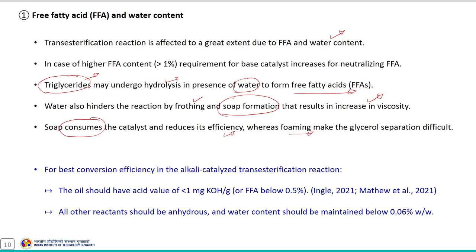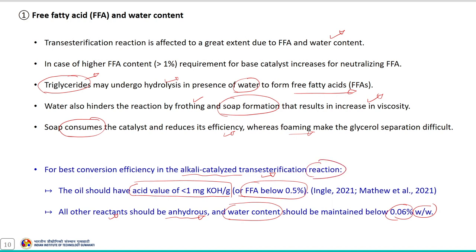Therefore, for the best conversion efficiency in the alkali catalyzed reaction, the oil should have an acid value of less than 1 milligram KOH per gram of oil sample, or we can say the FFA should be below 0.5%, and all other reactants used during the transesterification process should be anhydrous, and the water content should be maintained below 0.06 weight percent. So, these are some important points which need to be taken into consideration while conducting the alkali catalyzed transesterification reaction.